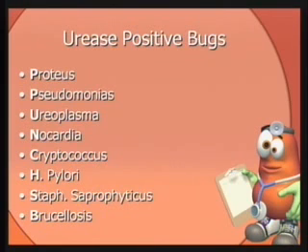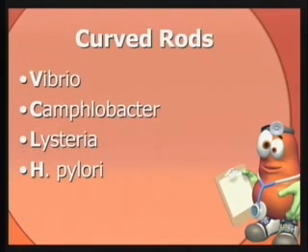Urease-positive bugs, remember that urease-positive bugs are notorious for causing UTIs. And remember your P punches. This is your second most important PP clue that you could have on your list. Lots of questions are answered off the urease-positive bugs.